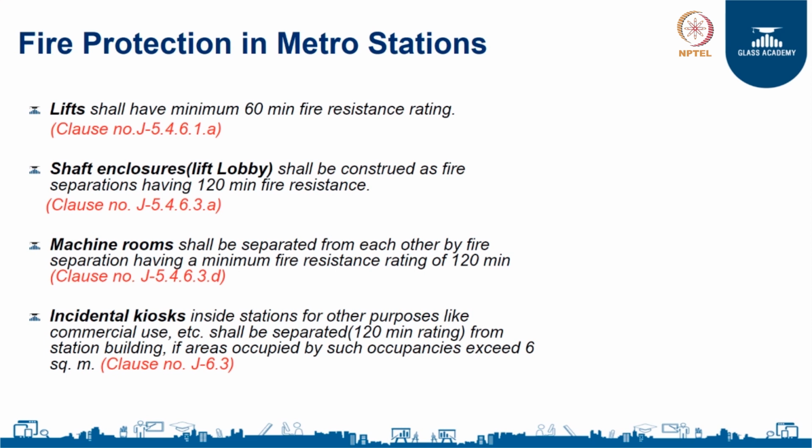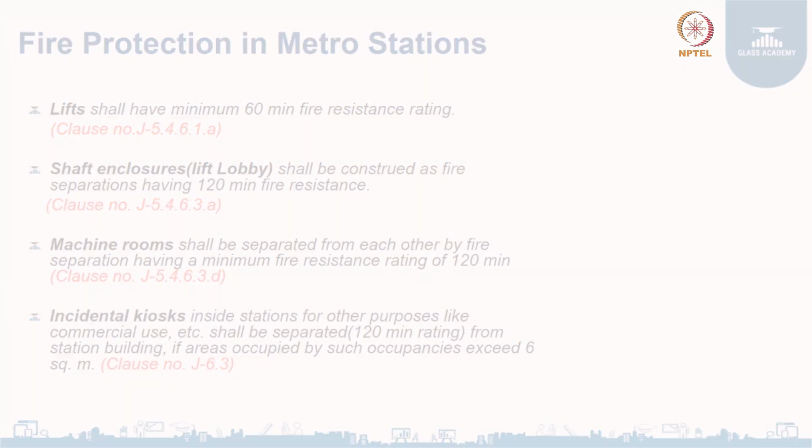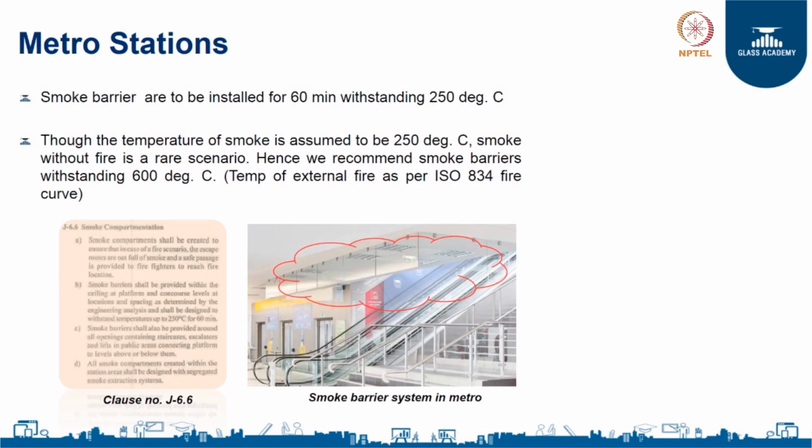Again, a repetition of what I said with their clause numbers. So, you see a combination of 60-minute and 120-minute fire protection requirements in metro stations, mostly, as I said, lift lobbies, machine rooms, control rooms, etc. Also, another interesting application of glass in a metro station is a smoke barrier, which you see in your concourses of your escalator. This is to make sure that the smoke can be diverted through the smoke extraction units.